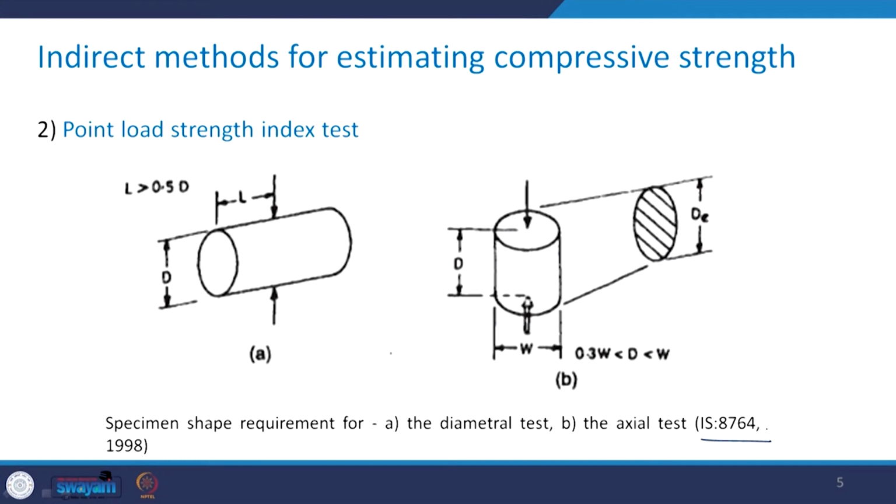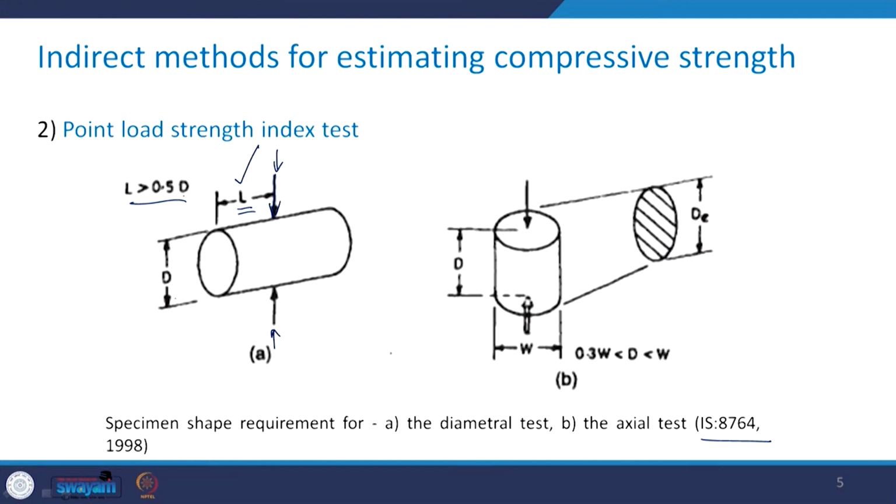8764, gives us some of the shape requirements for the specimen for different shapes. So let us say that for the diametral test, when I say diametral test, it means the loading is applied along this diameter, and the length of the specimen or the loading point should be more than 0.5 times its diameter from one end, as has been shown here. So you see that this dimension should be more than 0.5 times D.